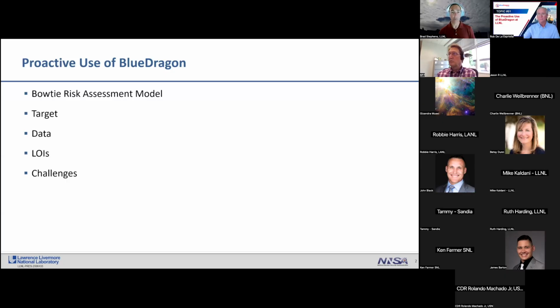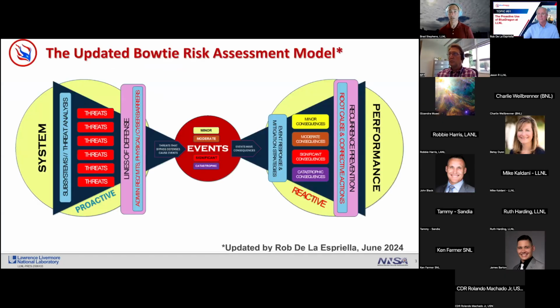As a reminder for everybody, we've got the bow tie risk assessment model that Rob presented a while back. The right side is the root cause analysis side, where we typically spend our time and do the BlueDragon analysis from. But what we want to move towards is the left side and doing these things proactively, so we can hopefully strengthen our defenses, stop holes before they become a problem, and move forward from there.